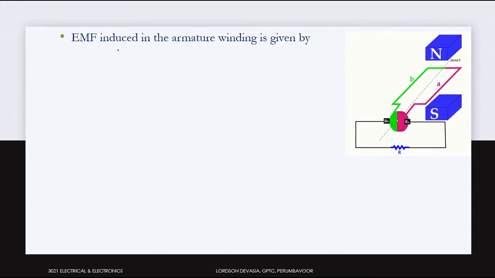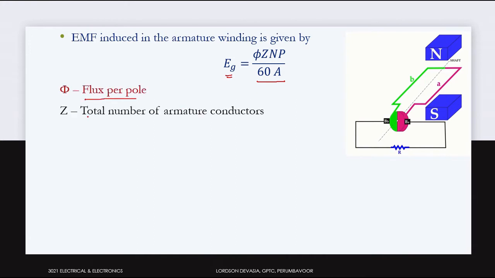And there is an EMF equation for the DC generator, and that is EG is equal to phi ZNP by 60A, where phi is the flux per pole, Z is the total number of armature conductors.